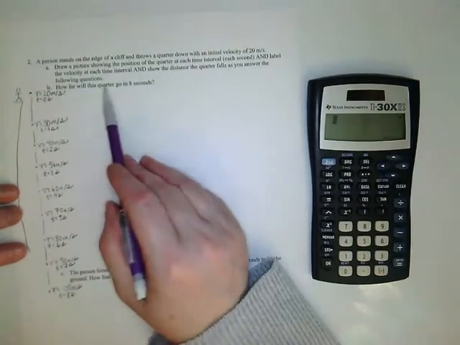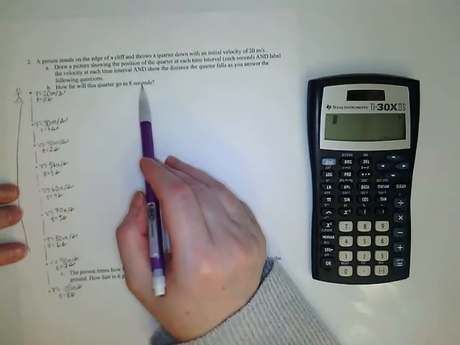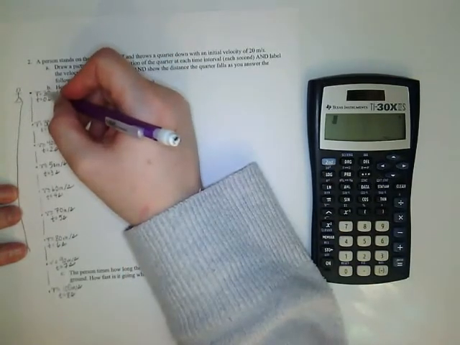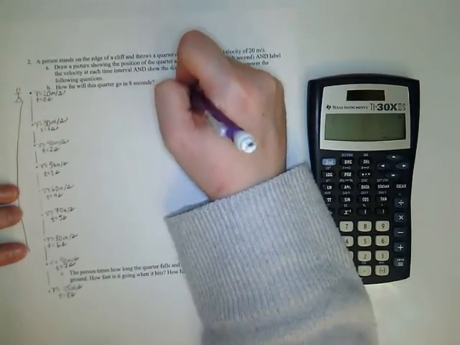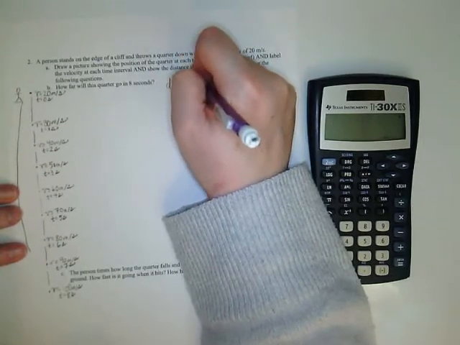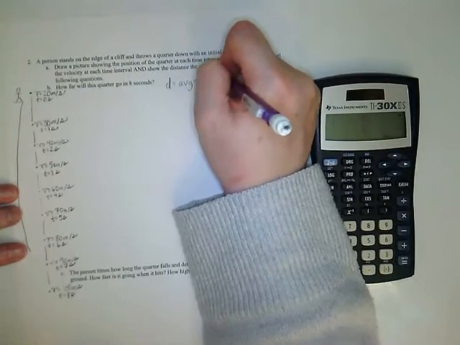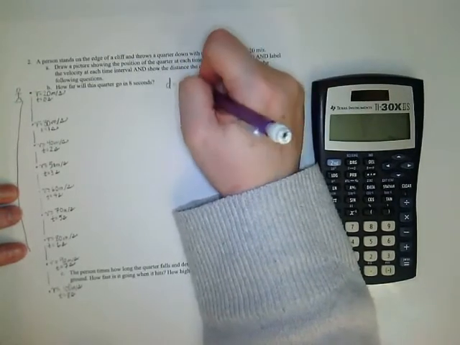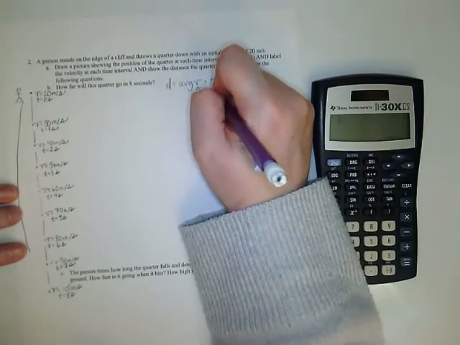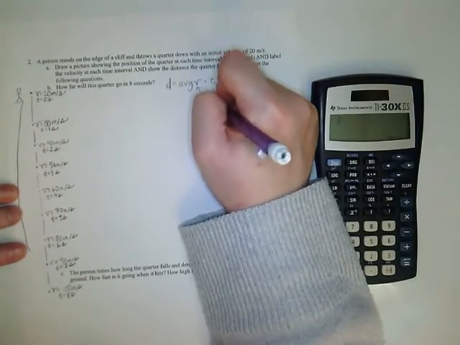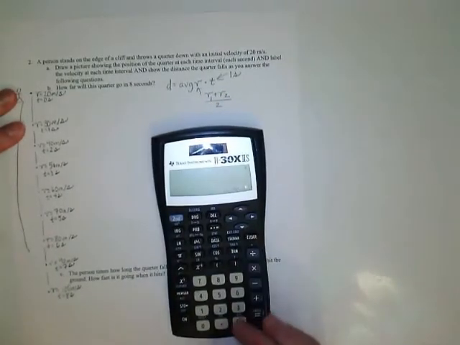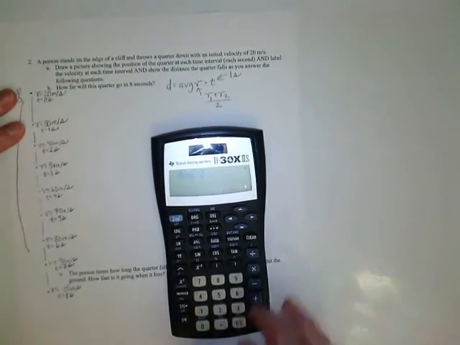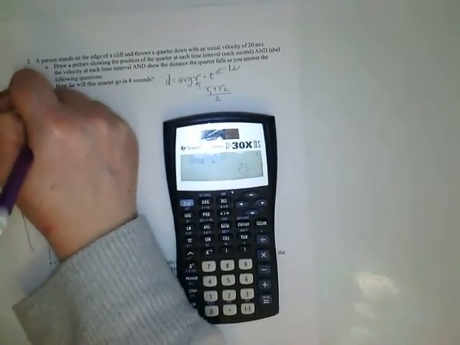So the question is, how far will the quarter go in 8 seconds? Okay. So again, to figure out these distances, I do that average. So my distance is going to be my average velocity times my time. My time every time is 1 second. To calculate my average velocity, I'm going to take the first velocity, add the second velocity, and divide it by 2. Okay, and because I'm just multiplying by 1, I basically could take that number and write it as my distance. So 20 plus 30 divided by 2, right? 25 meters.